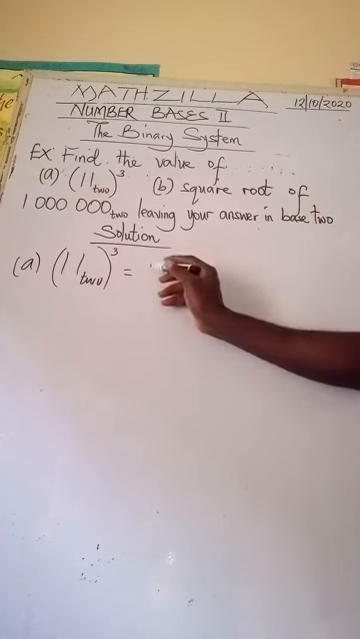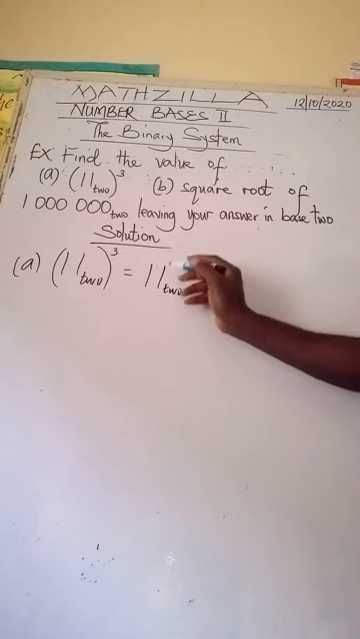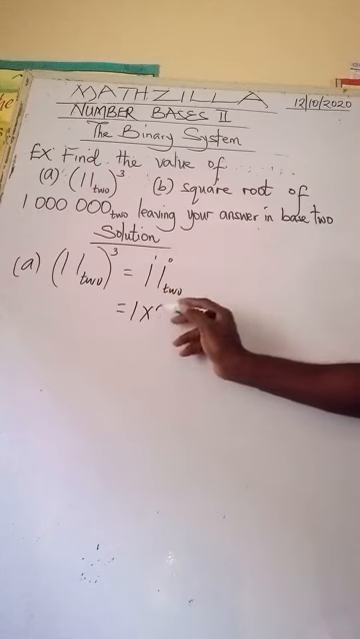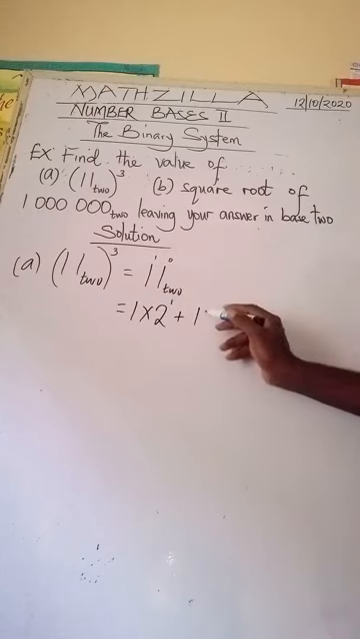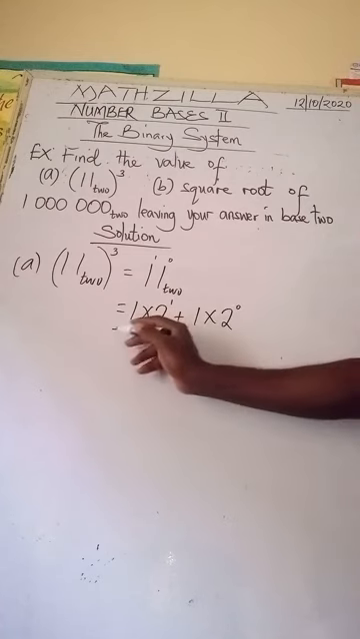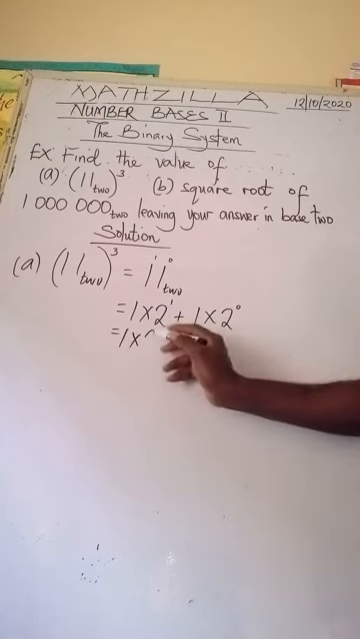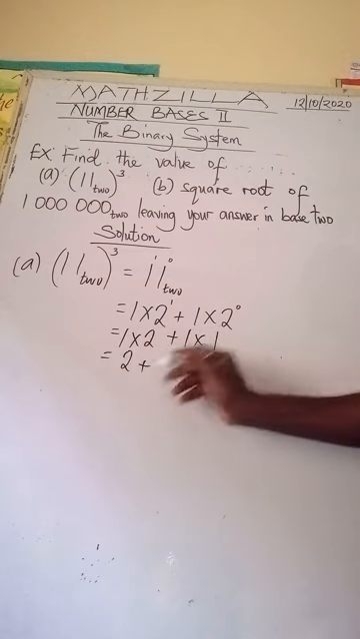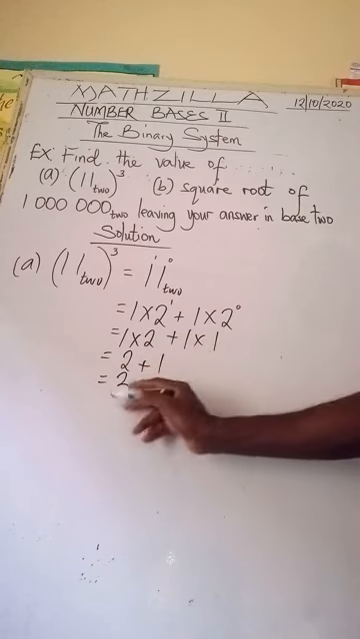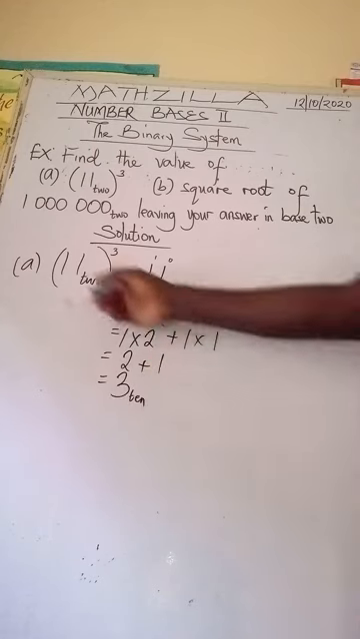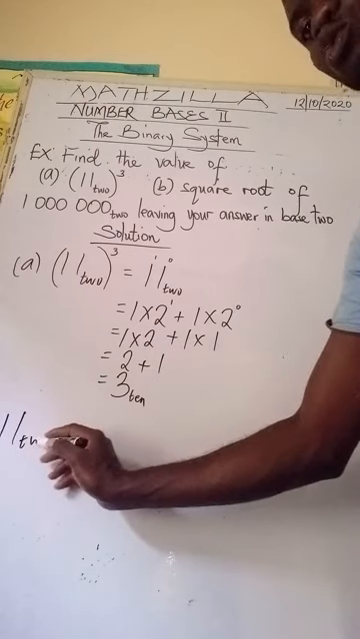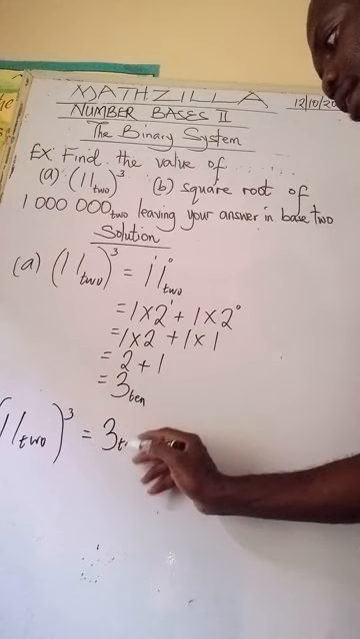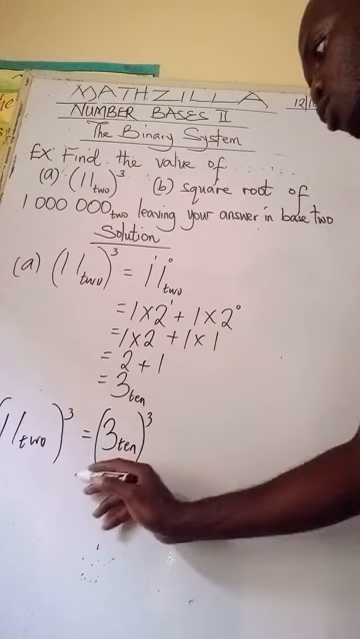Remember the normal way of doing it. 11 base 2, to take it to base 10, you allocate powers 0, 1. So this becomes 1 times 2 raised to the power of 1, plus 1 times 2 raised to the power of 0. 1 times 2 is 2, plus 1 times 1 is 1, making 3 base 10. So now 11 base 2 raised to the power of 3 becomes 3 base 10 raised to the power of 3.